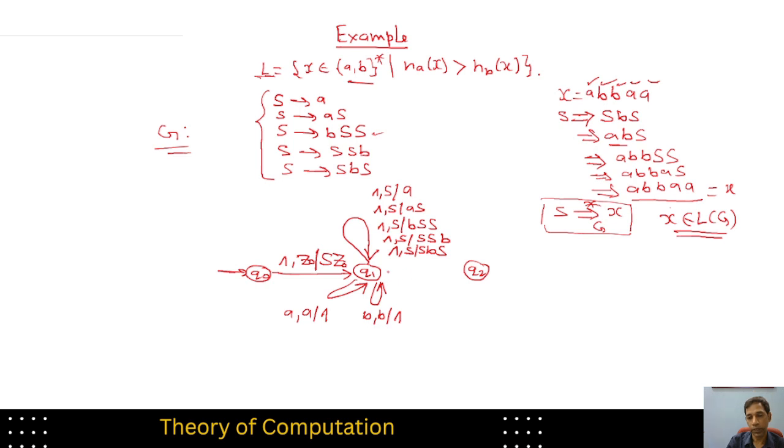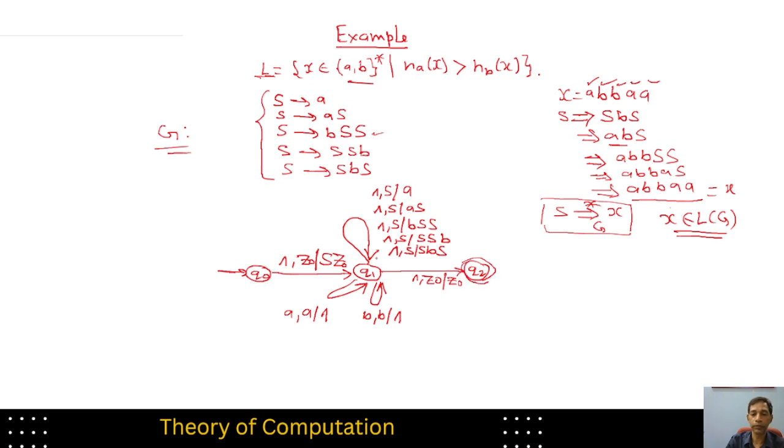And once the derivation is over and the top of the stack becomes Z0, then you can go to the final state. When the top of the stack is Z0, you may not change the stack symbol, and now your machine moves to the final state, and this is the final state of your machine.